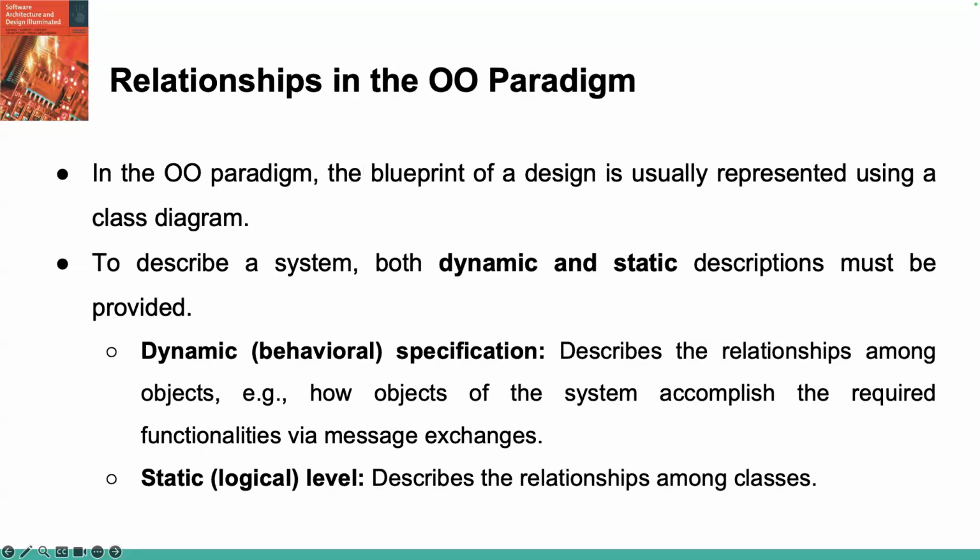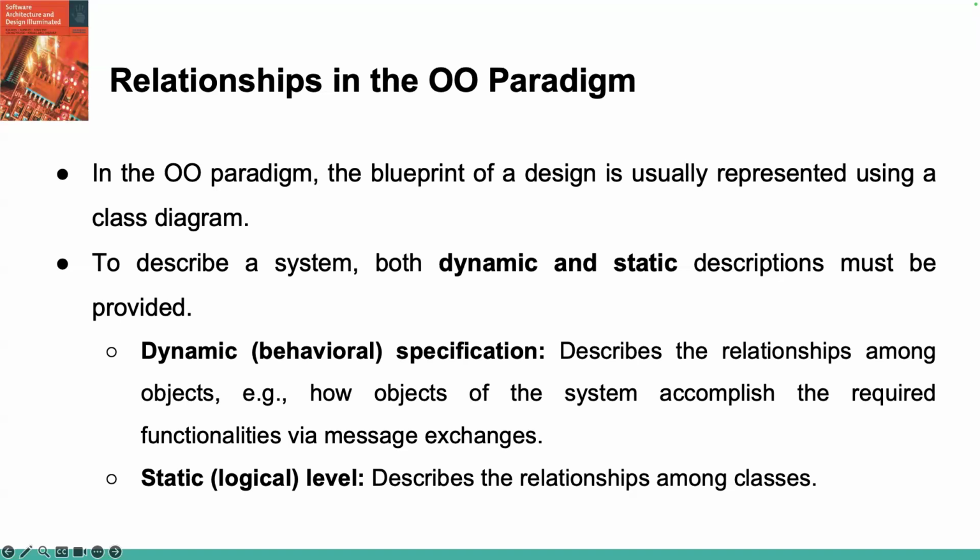In the object-oriented paradigm, the blueprint of a system's design is typically represented using a class diagram. This diagram captures the structure of the system by outlining the relationships between classes and their attributes and operations. To fully describe a system, both dynamic and static descriptions are necessary. Dynamic specification, this describes the interactions among objects. It focuses on how objects communicate and collaborate to accomplish the system's required functionalities through message exchanges. For example, how an object like customer interacts with a shopping cart object in an e-commerce system to add items.